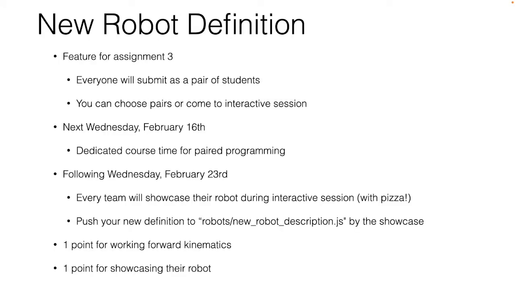The second thing that I want to announce and reiterate from when I've announced it during interactive sessions and in lab is to remind you that for assignment 3, there's this new robot definition feature. And so to clarify the details of how that feature is going to be administered, we have it summarized on this slide and also described on the project spec. So in particular, you're going to be working in pairs, teams of 2, to implement this new robot definition.